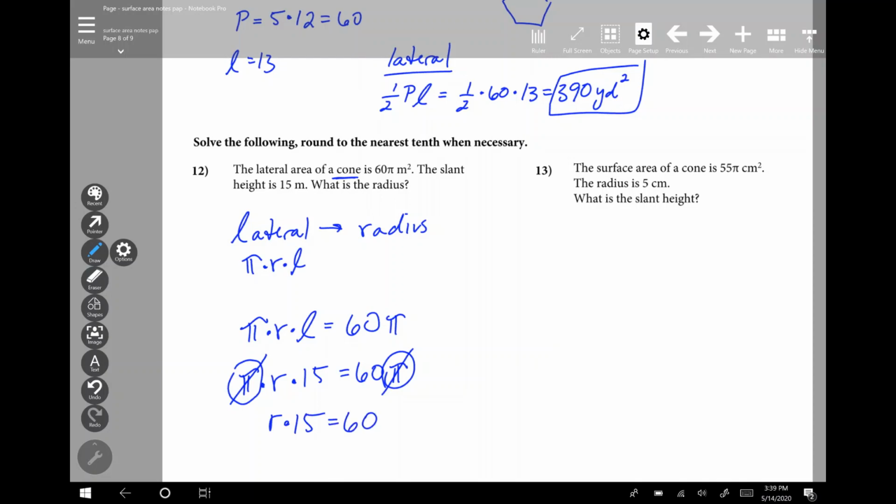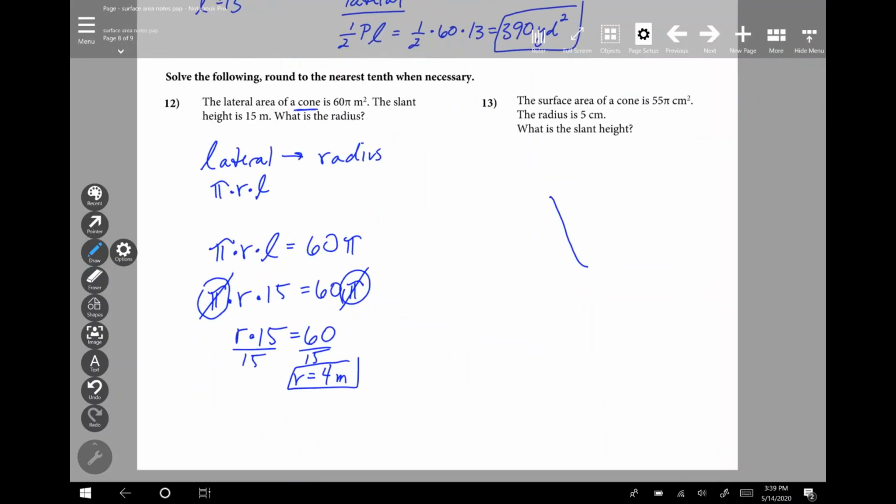So basically I say, okay, how do I get the r by itself? Well, divide by 15. So 60 divided by 15 will give you 4. So our radius is 4, and that would be meters. Okay, so when you have these ones, it's just about working backwards.